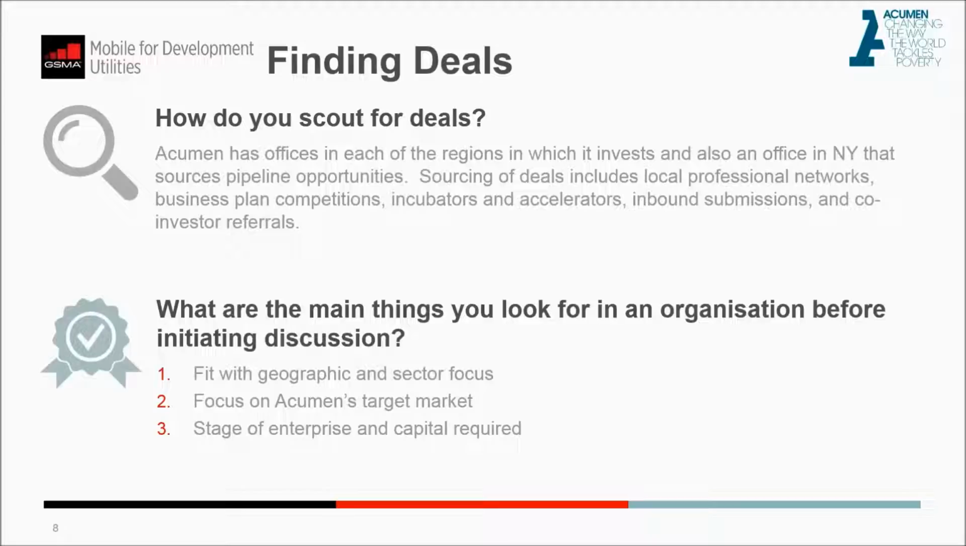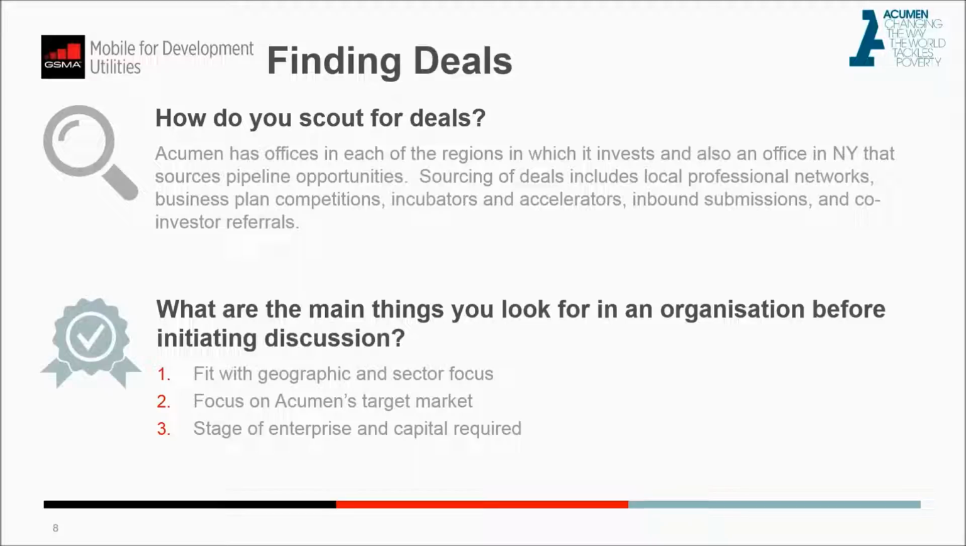So in terms of pipeline, Acumen has fully staffed offices in each of the regions in which we operate, and so our teams are on the ground, immersed in local networks and the local markets and culture to understand where pipeline opportunities are coming from. So some of it is just leveraging those professional networks and being in touch with professional colleagues, and then obviously we are looking at sources such as business plan competitions, incubators and accelerators, business schools, and of course inbound submissions.